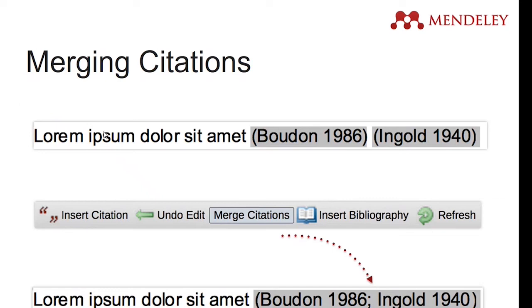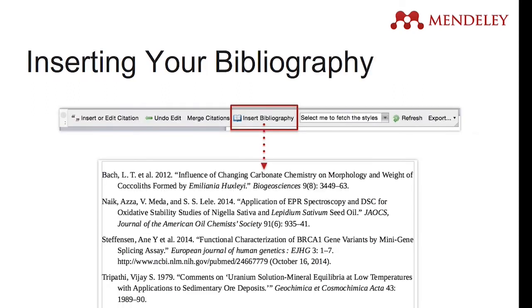Okay, for example, this is a standard statement, and they have two different authors who supported your hypothesis. So you can just select Boudon and also Ingold. You highlight these two together, and automatically in the reference tab you will see it merge the citations together, and you can merge them in one bracket. So Boudon 1986 and Ingold 1940.